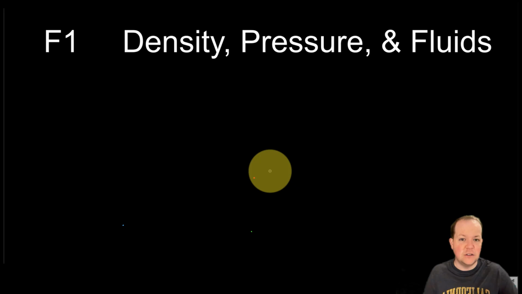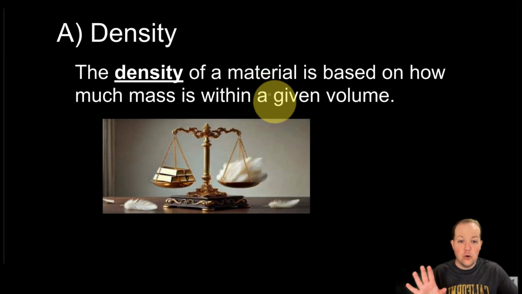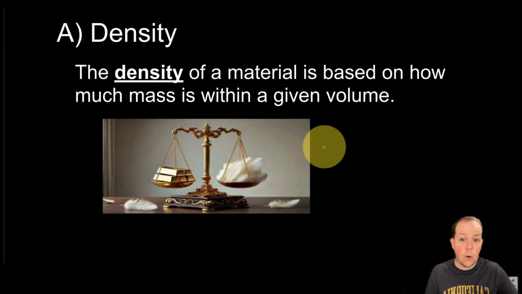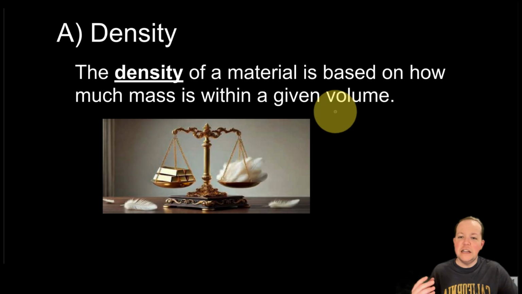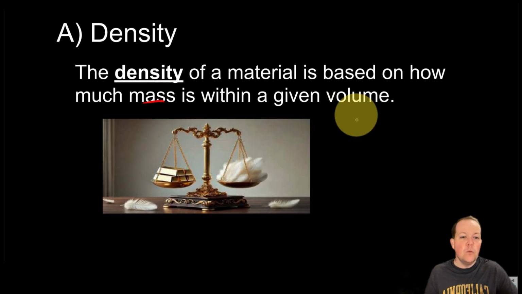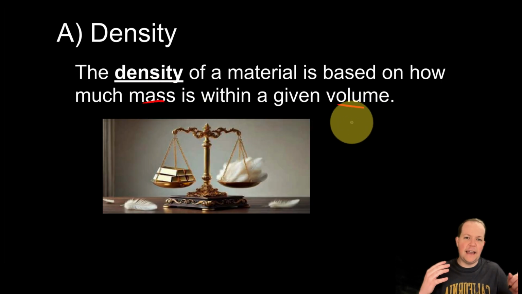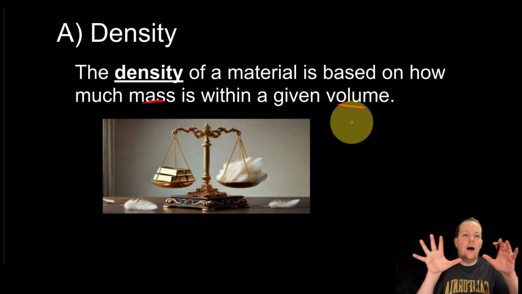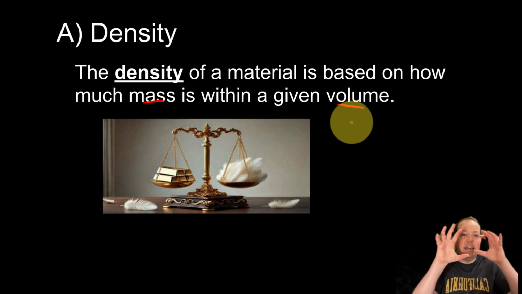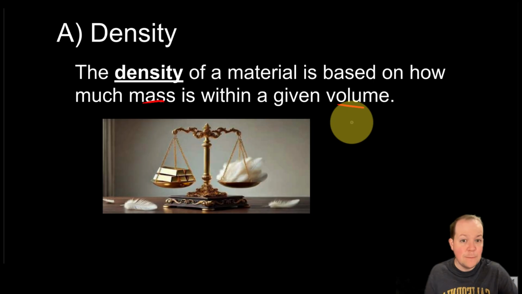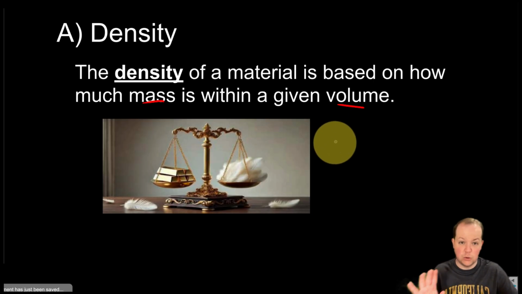First item of business, all right? Team, density. Here is a new word, a new definition, and yes, a new equation. The density of a material is based on how much mass there is within a given volume. So it's not just looking at how big or how massive or how much inertia an object is, it's how compact that object is, contained within a certain volume, okay? There's actually an equation for density, which we'll get to in a second.